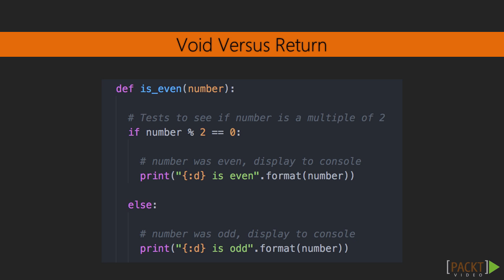So if we were to do a void function of the isEven, then it would not return a value, it would simply display whether the number is even or odd. And so in this case, we do the same kind of routine, but instead of returning, we print to the console instead.